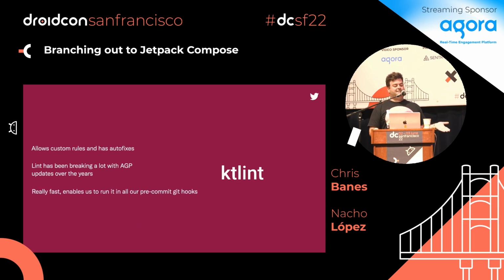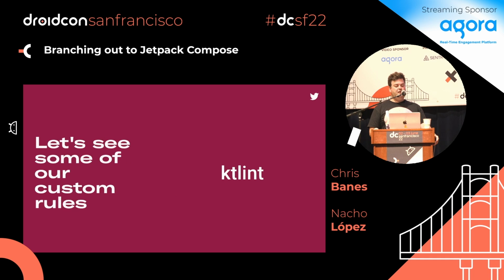Ktlint is really fast and enables us to run it in pre-commit Git hooks. And it has a great IDE plugin, which is unofficial, but it works really, really well, and you can provide a custom rule set if you want. So let's see some of our custom rules.